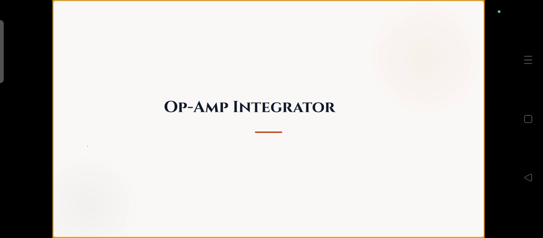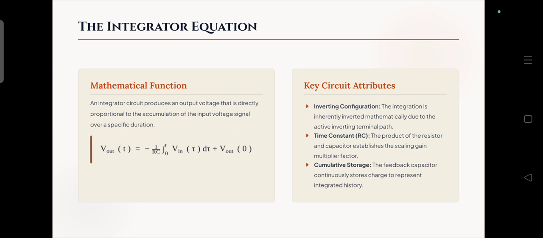Now we discuss the topic of the integrator using the op-amp device. First, what is an integrator? An integrator is a circuit that produces an output voltage that is directly proportional to the input voltage signal over a specific duration. The output voltage V of t is equal to minus 1 divided by RC times the integration from 0 to t of V input. This is the mathematical function of the integrator output.